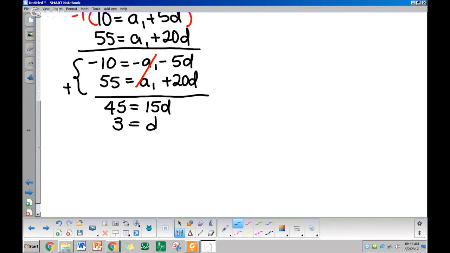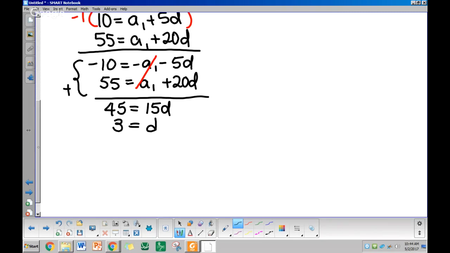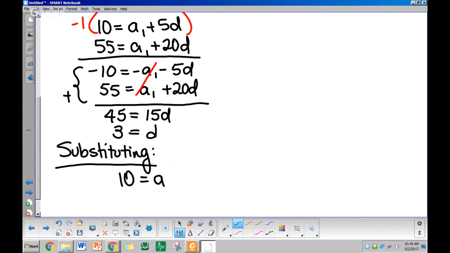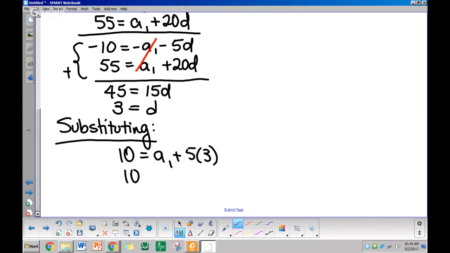Since this is elimination, it doesn't matter which equation we use. So I'm going to use the one with the easier numbers. I'm going to use 10 equals a sub 1 plus 5 times 3. So 10 equals a sub 1 plus 15. I'm having algebra 1 flashbacks. A sub 1 equals -5.